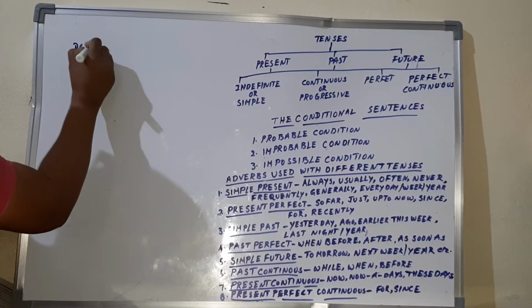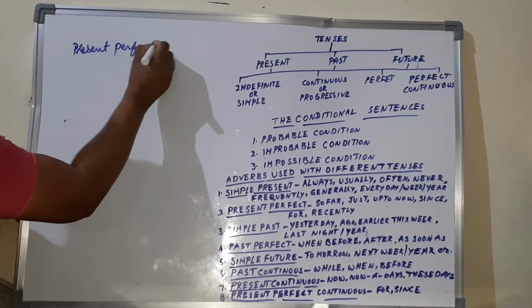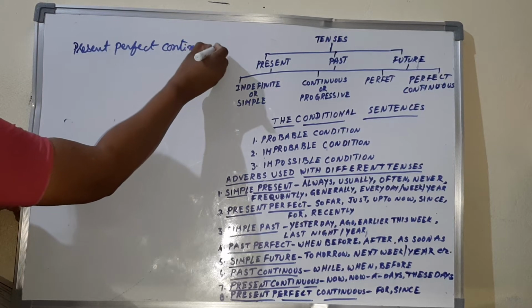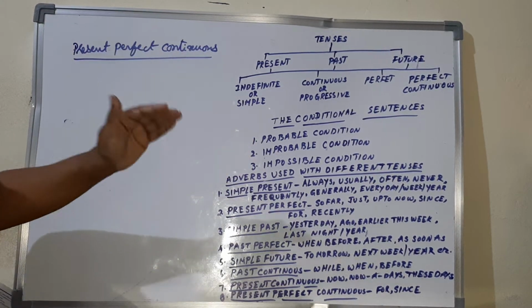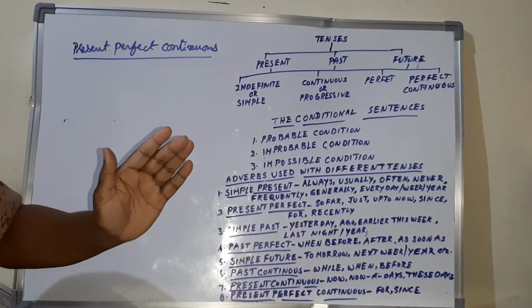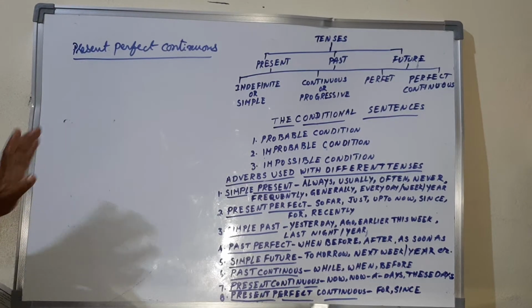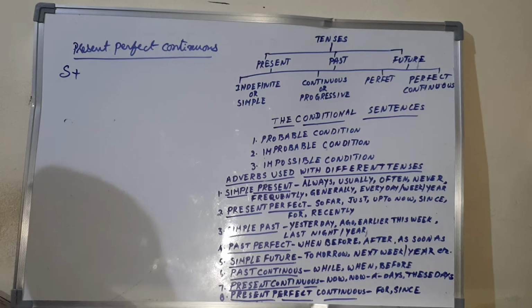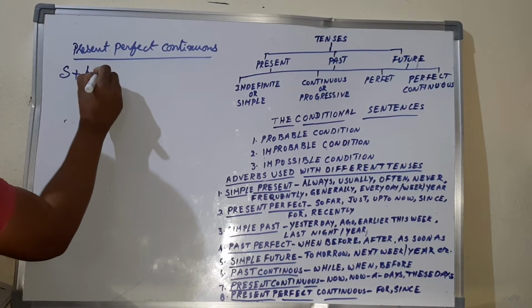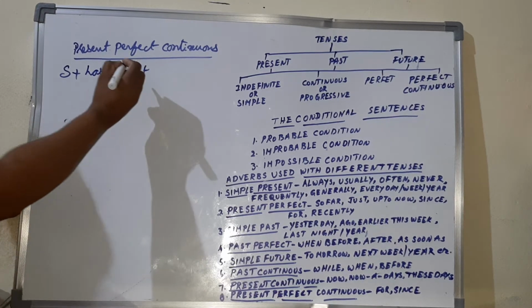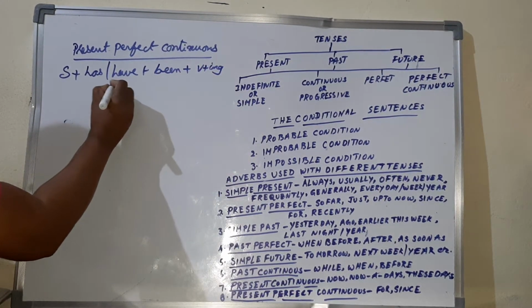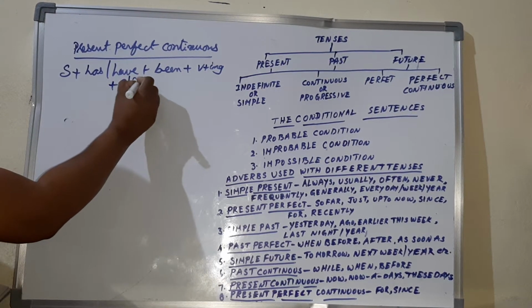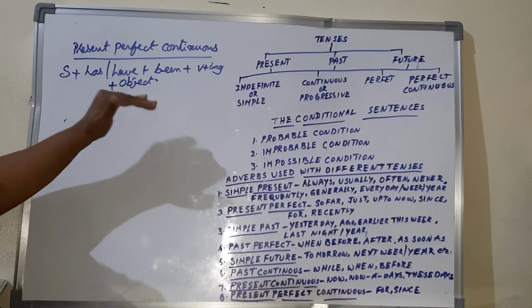Present perfect continuous. What is present perfect continuous? If the action started in the past and continues in the present, then we use present perfect continuous. What is the structure? Subject, has or have, been, verb plus ing, plus object. This is the present perfect continuous tense structure.